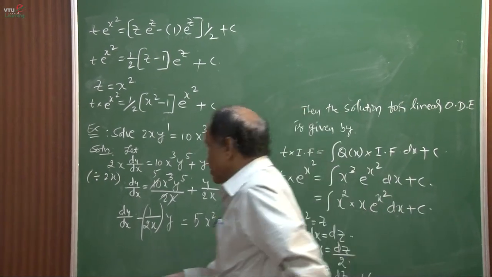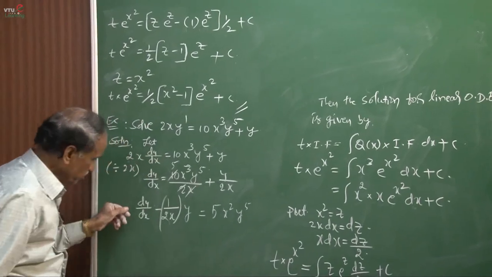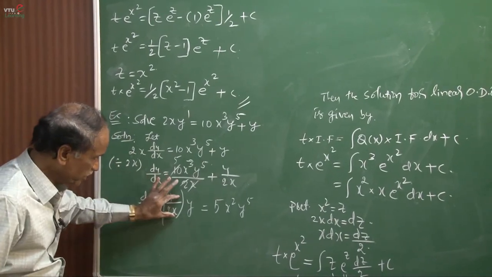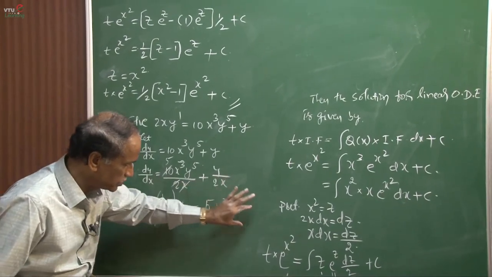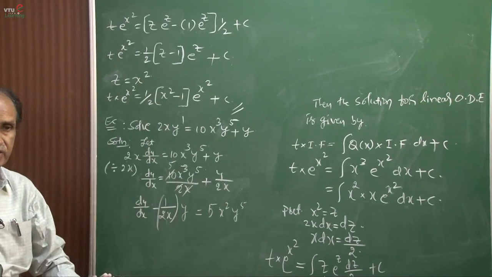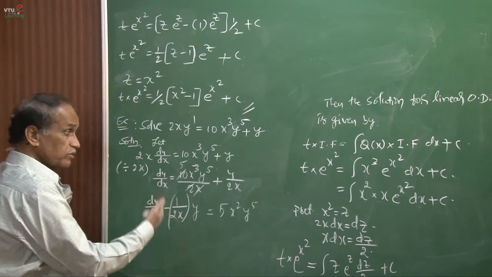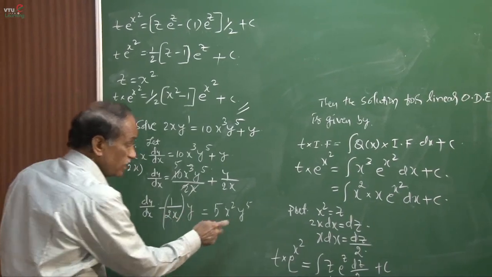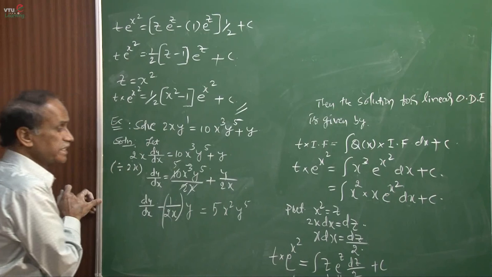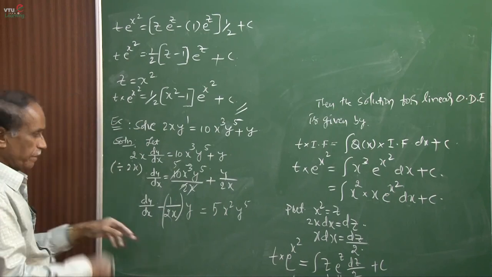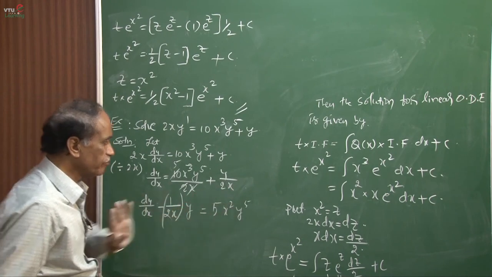What is that simplification? We will write this simplification according to dy by dx plus p of x into y is equal to q of x into y to the power n. In that format we have written. Now after converting this, you still have to arrange by removal of the nonlinear term. What is the nonlinear term? That nonlinear term is y to the power of 5.